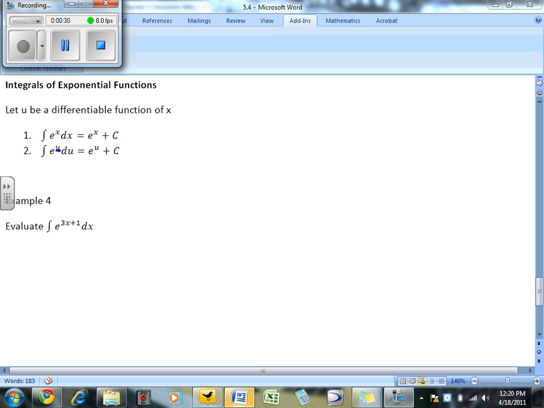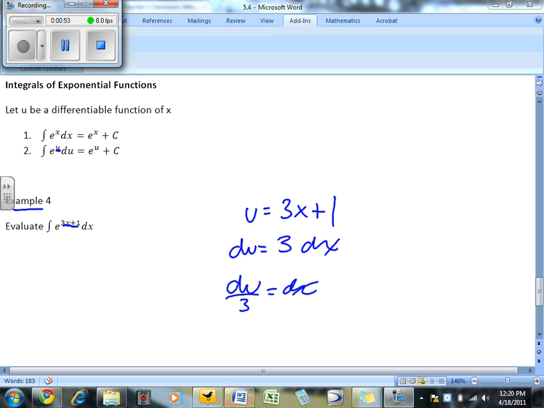So let's go ahead here in example 4. Let's do the integral of 3x, e to the 3x plus 1. Let's make u equal 3x plus 1. It's the same thing as our u substitution. Let's take the derivative. So du equals 3 dx, right? And solve for dx. So we'll get du over 3 equals dx. Now we have the integral of e to the u, and we need du in there, so we need to substitute in for dx. So we're going to have du over 3.